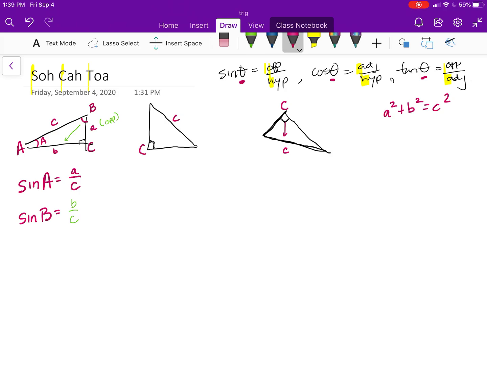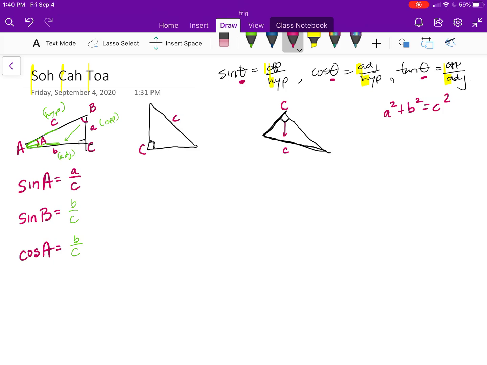Okay. Let's go ahead and do two more. What if we wanted cosine of A? Cosine is adjacent over hypotenuse, so adjacent means next to, right? It's touching. So from this angle A here, both c and b are adjacent, but we know c is the hypotenuse automatically. Therefore, side b is the adjacent when we are using A as the reference angle. So we have b over c.